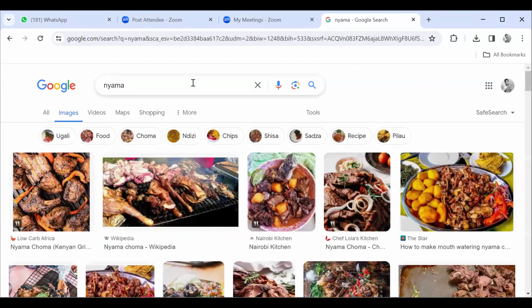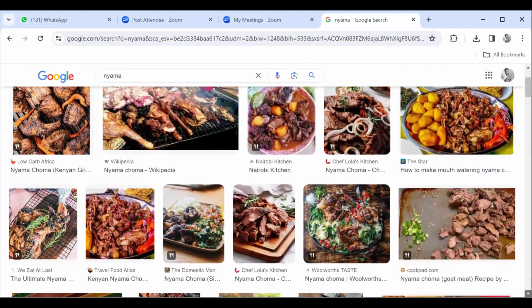This is called nyama choma, if you see my screen. Yeah, this is nyama choma, which means meat that has been roasted. We put them on a grill. So you can serve your ugali with nyama choma, or you can just have nyama which is cooked, which means you can say, Dada, amepika nyama.